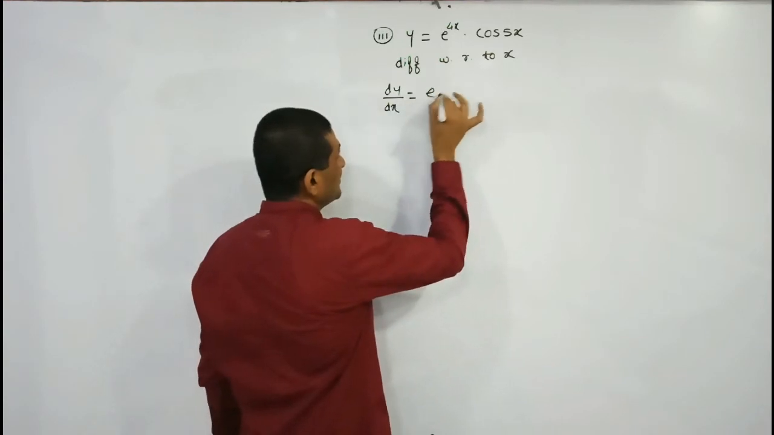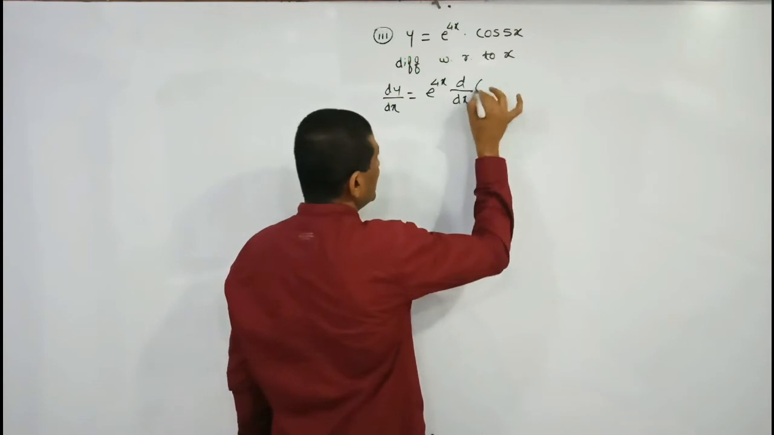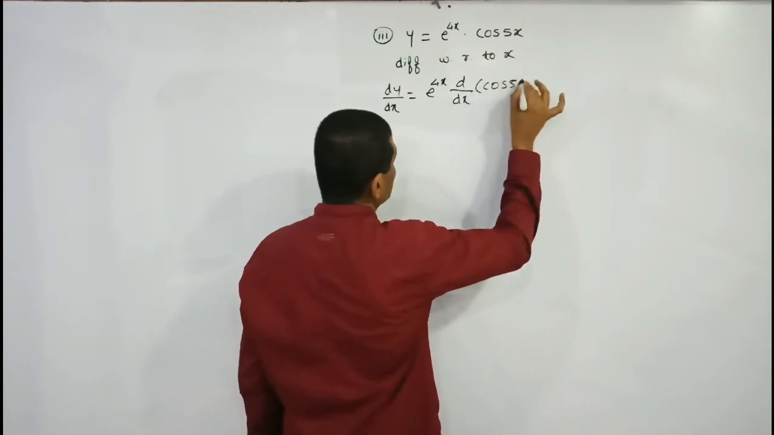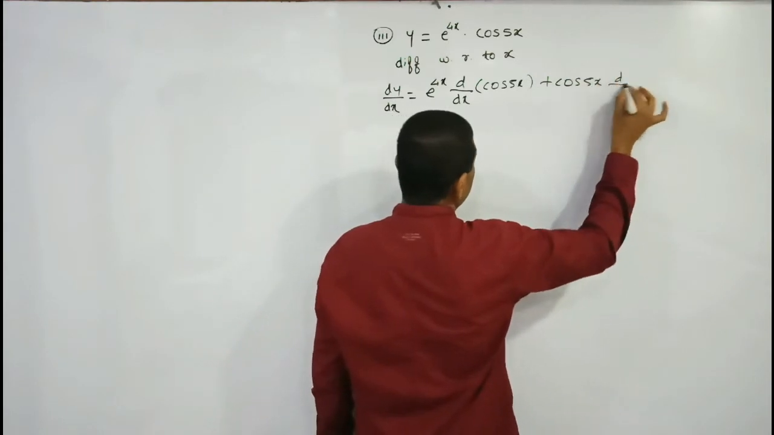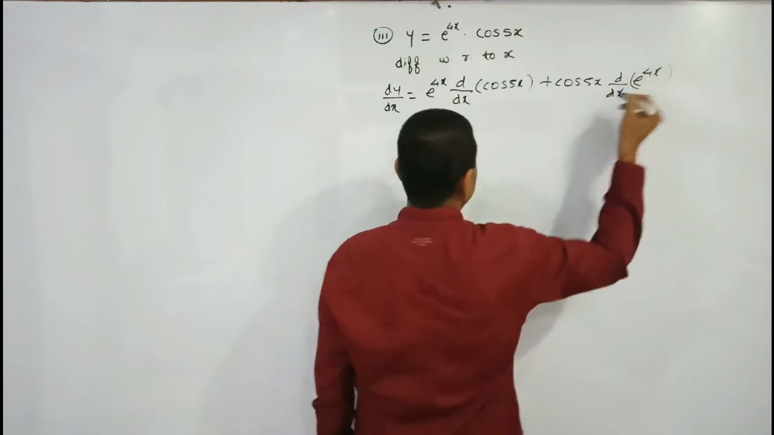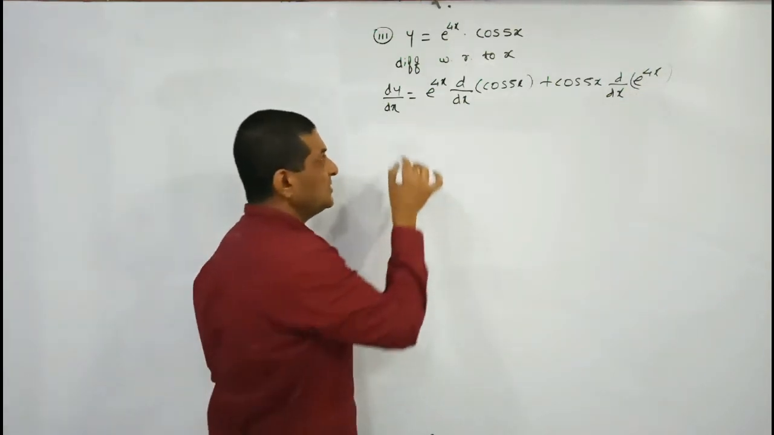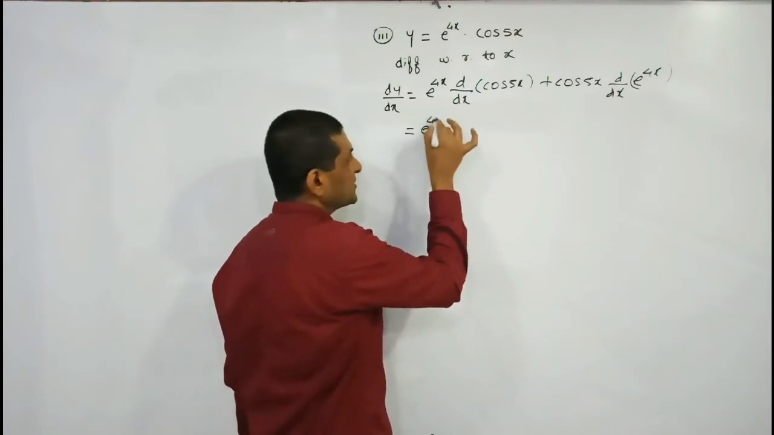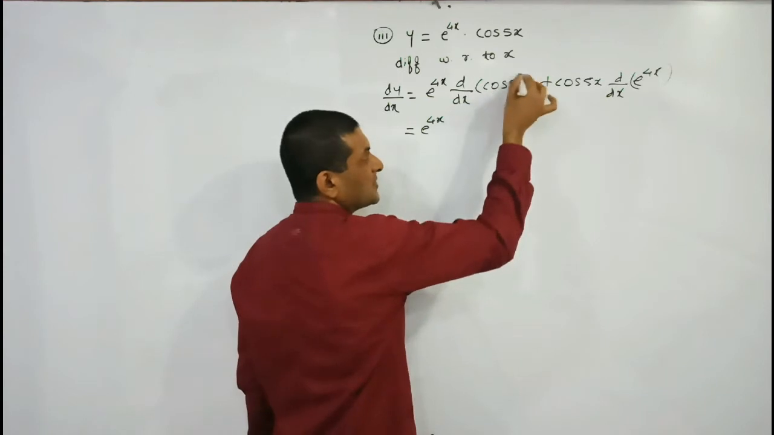Keep the first term, means e raised to power 4x, as it is, into the derivative of the second term. What is the second term here? Cos 5x, plus the second term as it is, means cos 5x as it is, into the derivative of the first term, where the first term is nothing but e raised to power 4x, isn't it? Just we have substituted the values in the product rule. So here e raised to power 4x, keep it as it is. We are finding the differentiation of this term which is in the form of cos f of x.